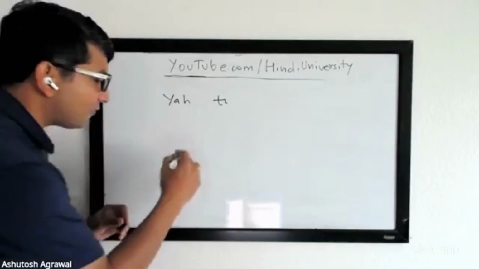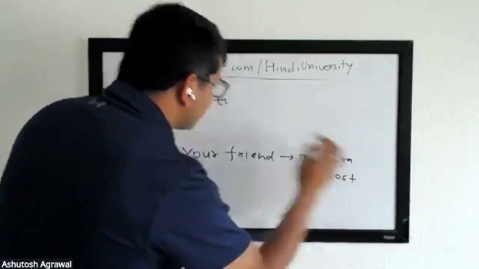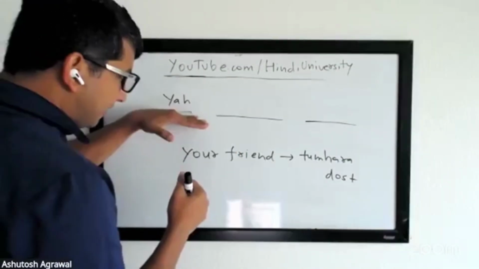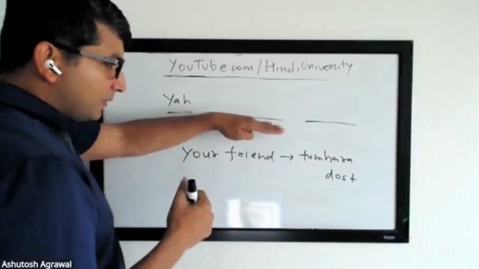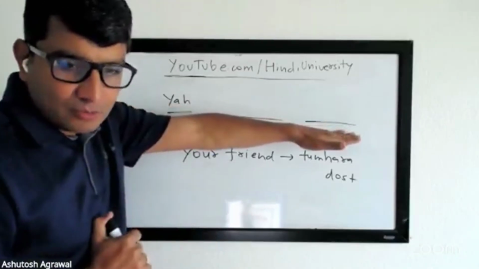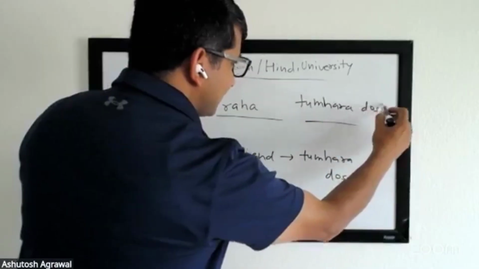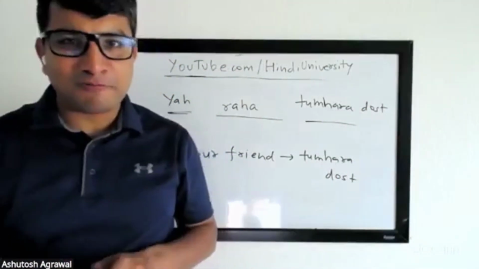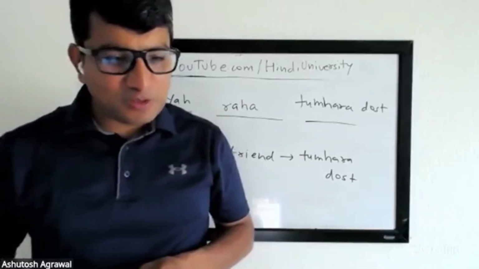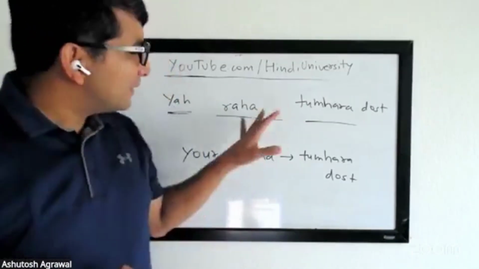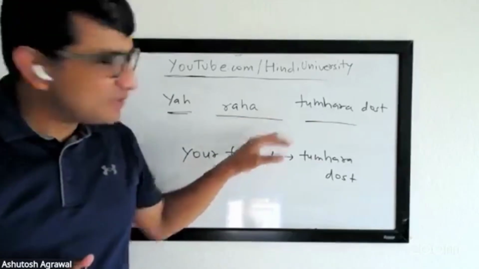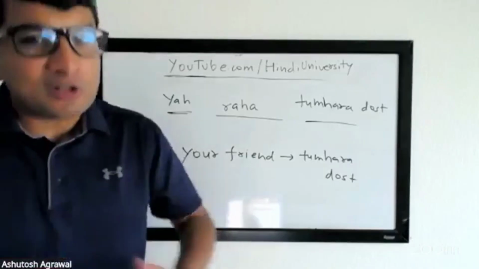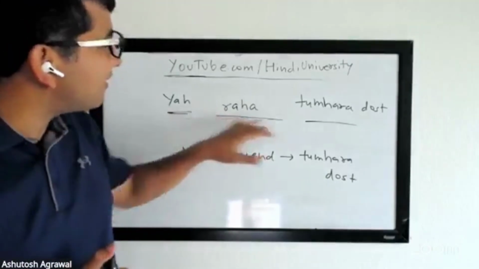Okay, so your friend is tumhara dost. Okay, now in which order will you put it? You have yeh followed by the special form of the verb, followed by the noun. Yeh raha tumhara dost. Typically, Hindi is very flexible with the order of things, and the listener will more or less understand what you're trying to say. But not in this situation. When you say yeh tumhara dost raha, grammatically it will not convey what you're trying to say. So that's why you will say yeh raha tumhara dost.